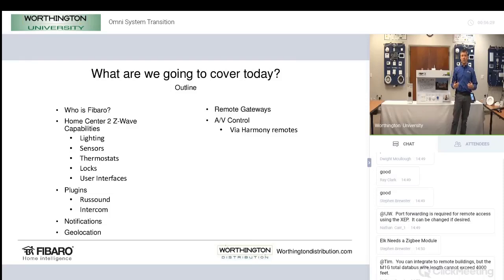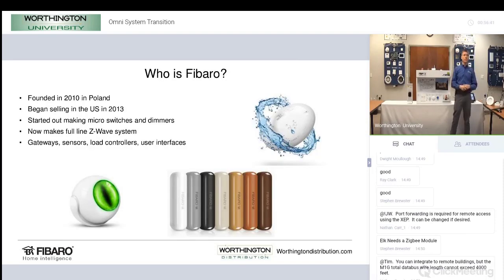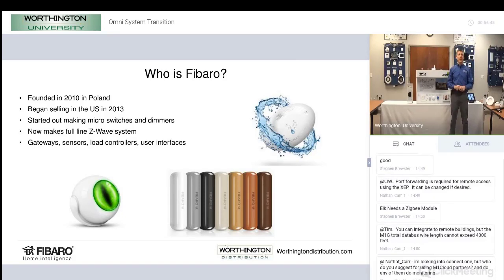We'll talk about how the user gets notifications out of the Fabaro system. We'll talk about geofencing, and remote gateways, which is how you connect multiple systems together to make one big system. We'll talk about AV control through Harmony remotes, and then we're also going to give you a demo of the system. So who's Fabaro? They were founded around 2010 in Poland.